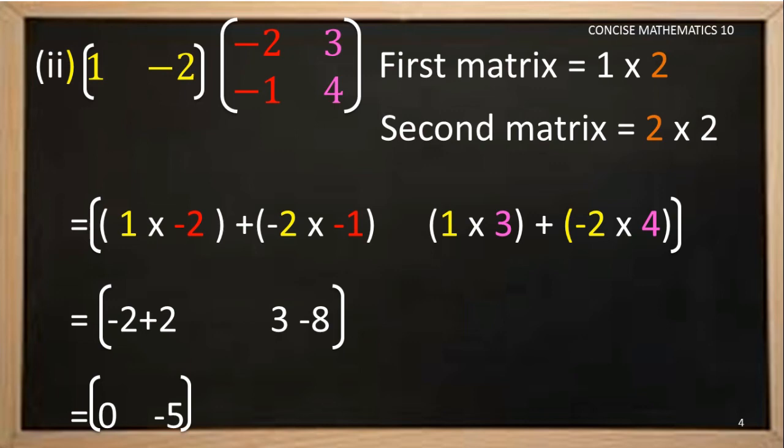So when we multiply the matrix of order 1 by 2 and 2 by 2, the resulting matrix will also be of the order 1 by 2. 1 row, 2 columns.